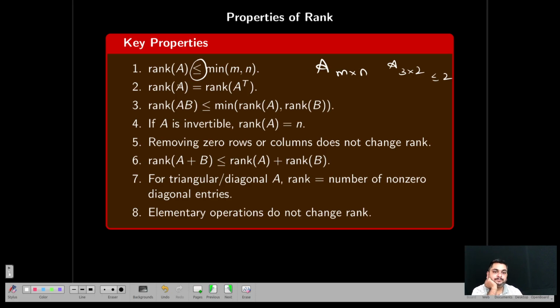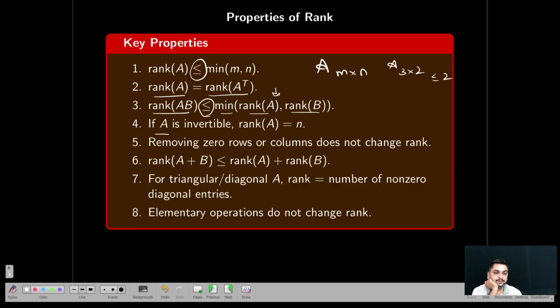Next, rank of A is equal to rank of A transpose of that matrix. Rank of AB is less than or equal to the minimum of rank of A and rank of B. So to take the rank of AB, take the rank of A and the rank of B. The minimum of these two is the upper bound; the rank of AB will be less than or equal to the minimum of these two.